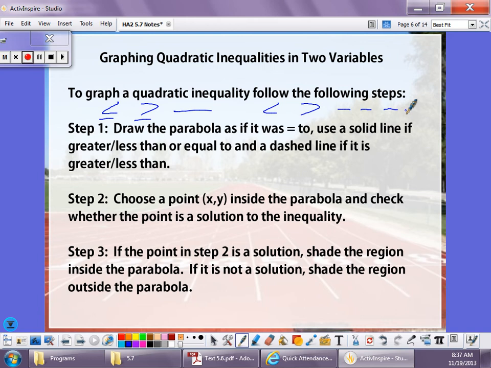Okay? Once you have a graph, to determine which area you're going to shade, so ultimately what you're going to get is some parabola, and you're either going to shade the inside or the outside. You just pick any point on the inside and test it in the formula and see if it works. So if it's true, you graph on the inside. If it's false, you graph on the outside. And that's what step 3 says.